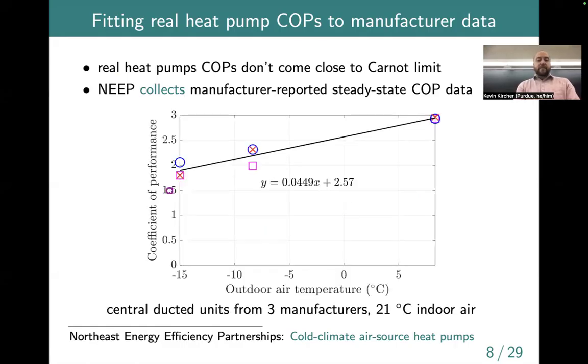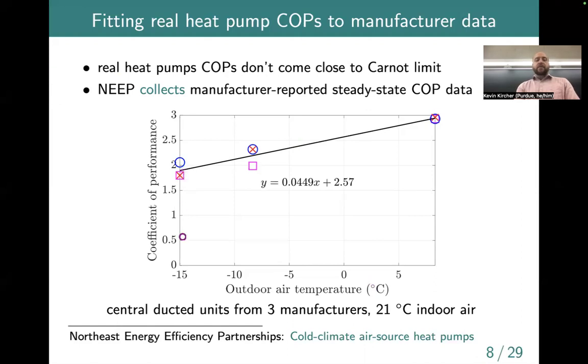And I pulled some data from some common units, 3 different ones from 3 different manufacturers. And here I'm plotting on the y-axis coefficient of performance, and on the x-axis the outdoor temperature. And here we're assuming that the indoor temperature is held constant. So rather than looking at that temperature ratio of T cold to T hot, we're just looking at the outdoor or T cold temperature here.